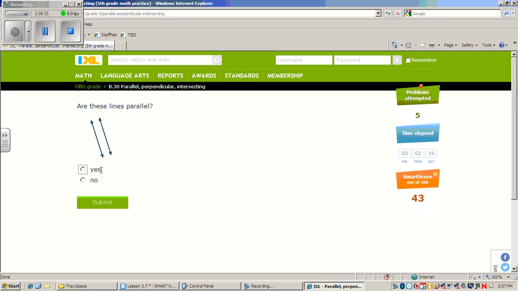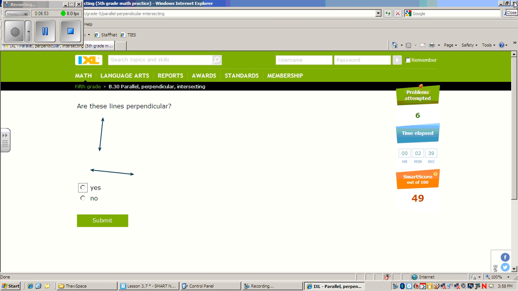So are these lines parallel? And parallel means, again, guys and girls, that they're never going to cross. They're never going to intersect each other. So these are definitely parallel lines. Okay? So we're going to stop right there, and we're going to close our IXL out here.